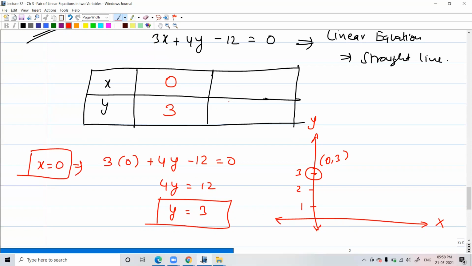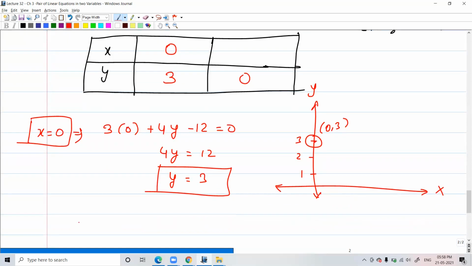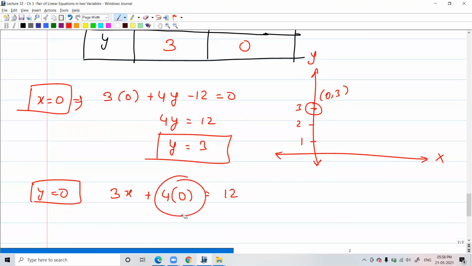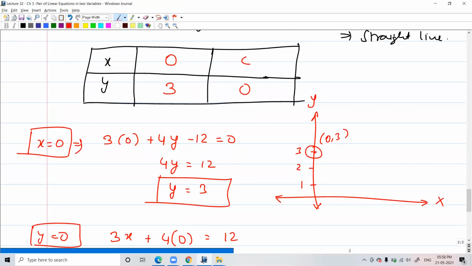Okay, what else? This time I will put y equal to 0. If I put y equal to 0, what do we get? What is the corresponding x value? Tell me. 4, sir. Yes. So this term becomes 0. So 3x is equal to 12. So x will be equal to 4. So when y is equal to 0, that time x becomes 4. So 4 comma 0 is another point on this line. So where is 4? This is 1, 2, 3, and 4. So 4 comma 0 is over here.